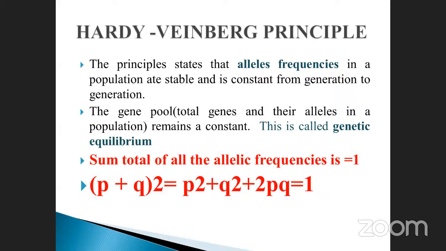Next one is very, very important: the Hardy-Weinberg principle. This is based on allele frequencies. Suppose each and every DNA molecule is made up of thousands and millions of genes. Each and every gene consists of a locus, and the locus consists of alleles. The alleles decide the characteristics of the organisms, isn't it? Based on the gene information, or the gene pool, the genes and their alleles in a particular entire population can be represented.